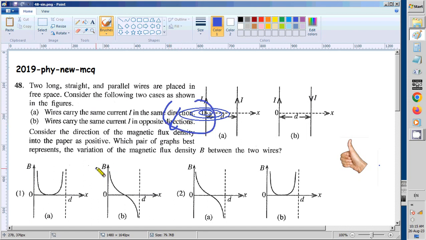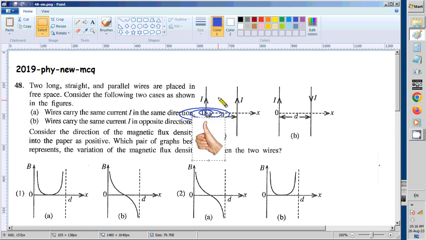We don't have to check this side because in the graph that side represents this area, so they have not drawn the graph there. We need only the middle. So what is the direction of flux lines at the middle? The flux lines come out of the paper like this and go into the paper here. So we have to mark a cross.